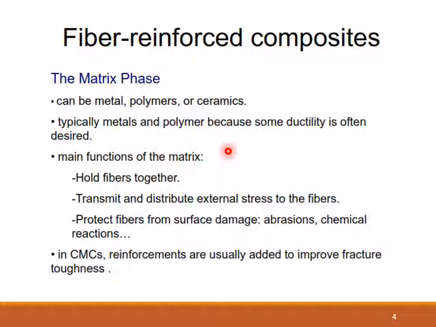So what does the matrix do in a fiber reinforced composite? The matrix holds the fibers together. It is able to transmit and distribute the load that you are imposing on the composite to the fibers, and then it protects the fibers from damage from either abrasion or chemical attack on the composite material.